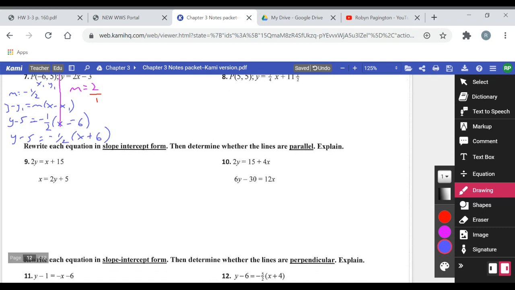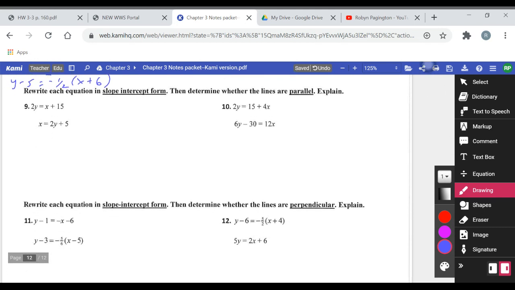Okay, almost done. Two more. So on number 9, it says rewrite the equation in slope intercept form, then determine whether the lines are parallel and explain. So again, slope intercept form is y is equal to mx plus b.